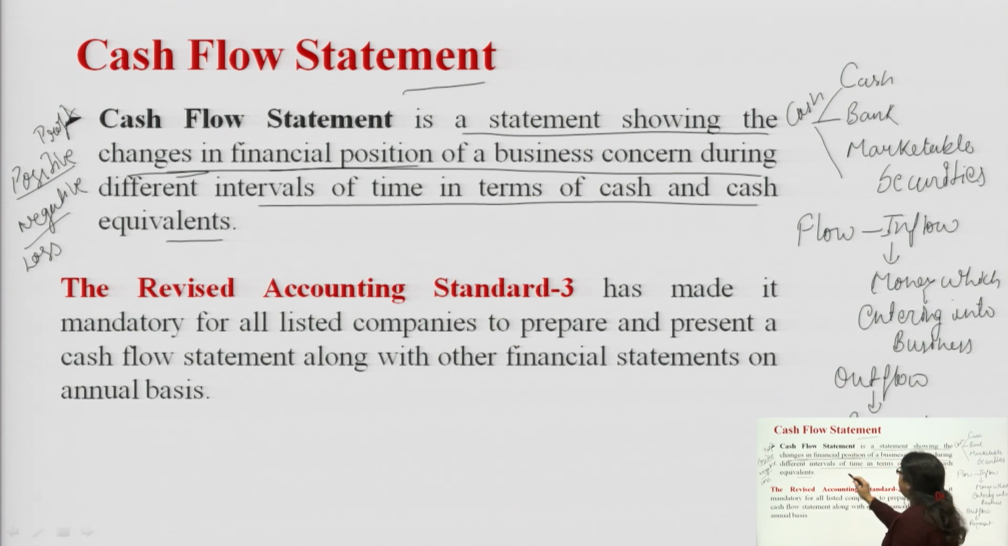Second, they are talking about the different intervals of time. Different intervals means they are not prepared on a daily basis, a monthly basis, or a six-month basis, but the things which we are recording are on a yearly basis. We are making the cash flow statement according to the balance sheet, and the balance sheet is always prepared once a year, that is, we prepare it for the 31st March, and for 2020, suppose, for the last year we are preparing, then it will be prepared on the 31st March 2021.